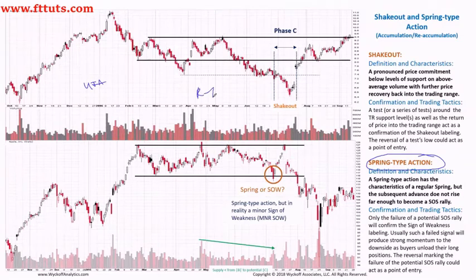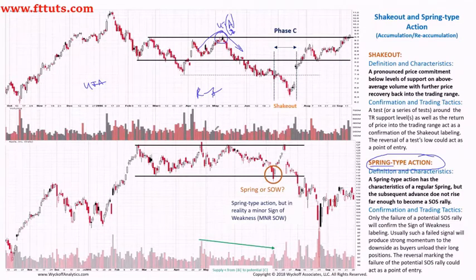So in the reaccumulation, an attempt to commit to the upside with the subsequent failure is going to be labeled as an upthrust action. It looks like an upthrust, but in the reaccumulation, we know that we usually don't use upthrust as a definition, but it's there. It looks like an upthrust, it acts like an upthrust. It is an upthrust only in the distribution, so therefore we would say upthrust action. It acts like an upthrust. The same with this spring.